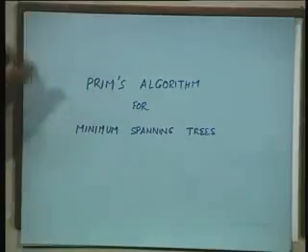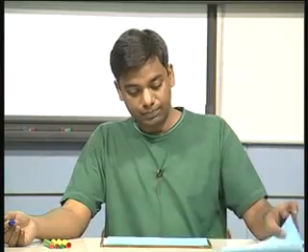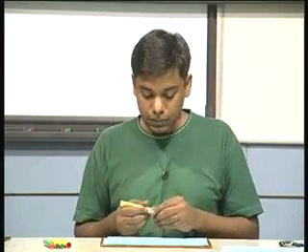Kruskal's algorithm was the first algorithm we looked at for computing a minimum spanning tree in a graph. It was an example of a greedy algorithm. So today we are going to look at another algorithm for computing the minimum spanning tree in a graph. This one is due to Prim, and that's what we are going to discuss today.